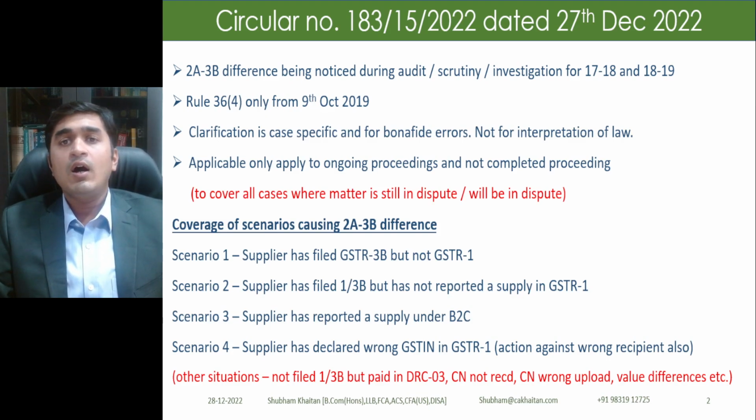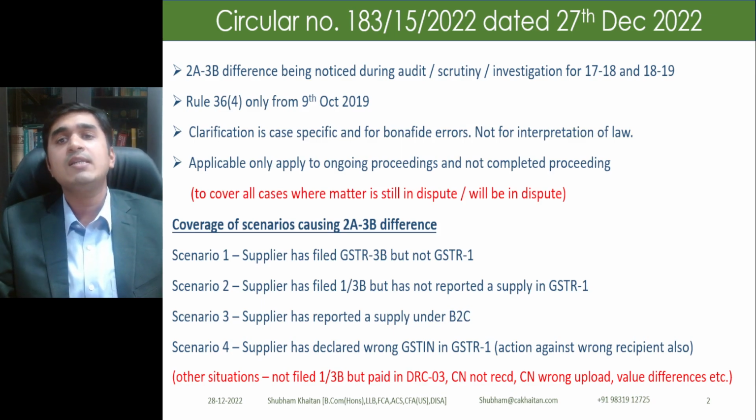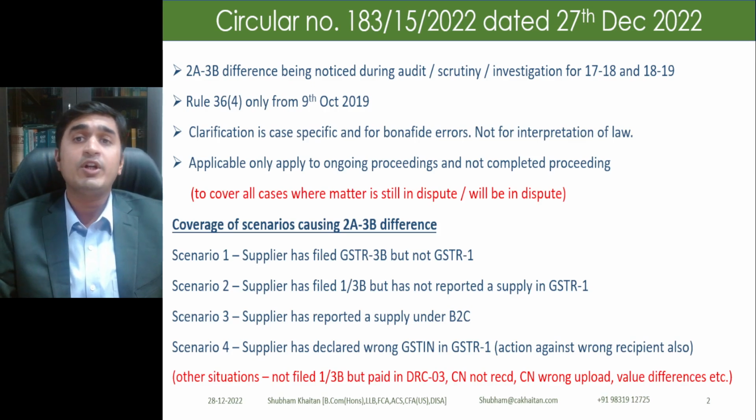Having said this, a number of other cases have not been covered under this circular specifically, but to my mind would also stand covered. For instance, the supplier has neither filed his GSTR-1 nor filed his 3B, but has already made the payment of taxes through DRC-03. Or, with regard to credit note related differences, the supplier has not issued a credit note but has shown it in GSTR 2A by mistake, or he has wrongly uploaded a credit note which he should not have uploaded in GSTR 1. That's why my credit note is resulting in my GSTR 2A getting reduced.